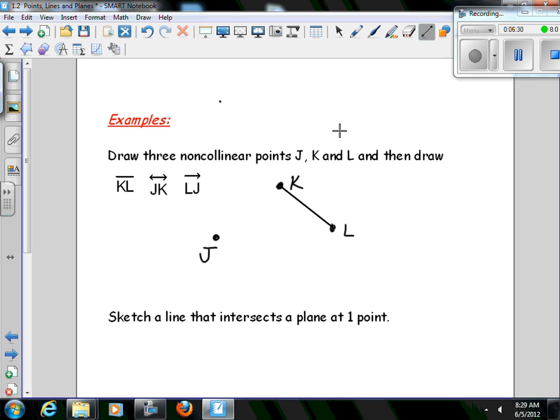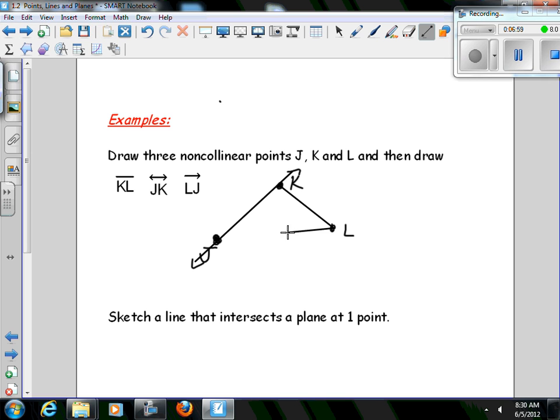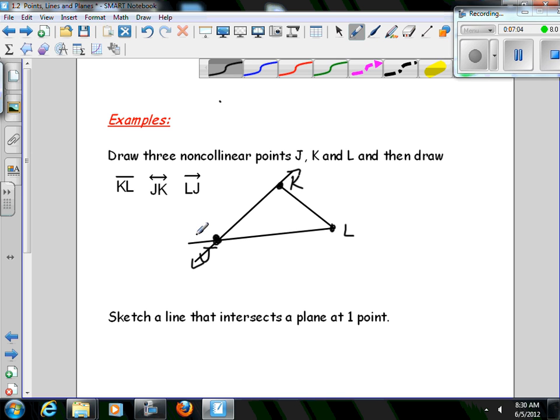There's your segment. Now we want line JK. So we want this to go on and on forever. So it's going to have to go through both of these. I didn't draw that terribly well, but you get the idea. It's supposed to go through points J and K, but we have to put arrows on it because it goes on and on forever. And then ray LJ. That means it has to start at L and it has to extend through point J, going on forever. So we start at L, go through J, it goes on forever. So we're going to have to put an arrow on that end.